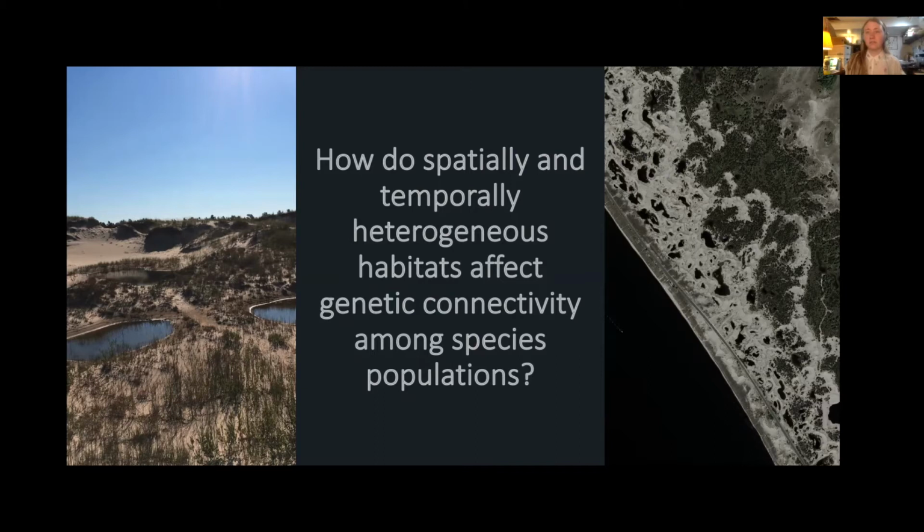Understanding how these habitats affect genetic connectivity can provide a deeper conceptual understanding of how populations of organisms interact with the landscape and can also provide land managers with critical information for the maintenance of gene flow across a habitat to prevent processes such as inbreeding depression and local extinction events.